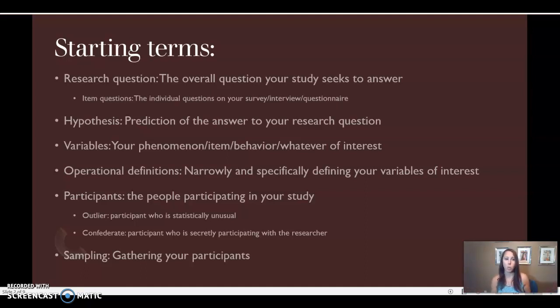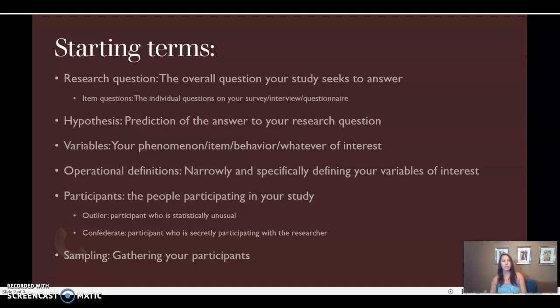Your item questions are going to be those individual questions on your survey, your interview, your questionnaire that you're asking somebody. So, how many sodas do you drink per day? How many hours of exercise do you get per week? So an item question is like the little questions on a survey. And the research question is the overall big picture question.